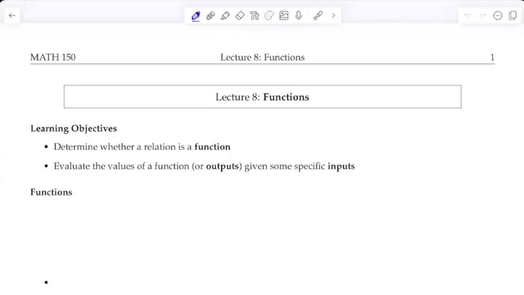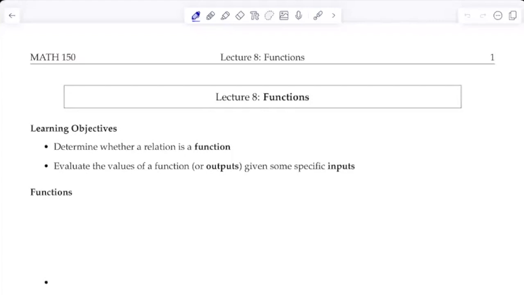Okay, so in this lecture, we talk about determining whether a relation is a function or not, and then evaluating the value of the functions, or we call that the output given some inputs. Okay. So functions, I'm gonna cover some definition first, and then we're gonna jump into examples later.